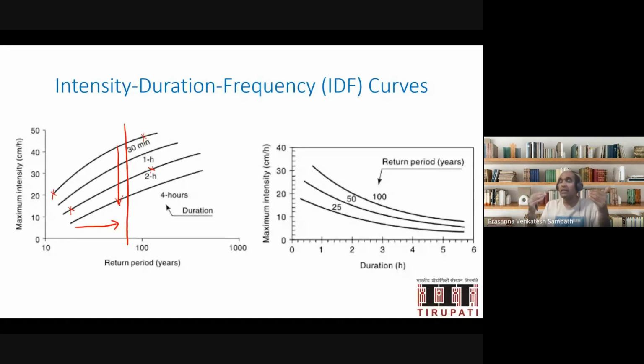So that is the idea behind these intensity, duration, frequency curves, or the previous curve that we spoke about, the depth, area, duration, DAD curves. All of these are trying to estimate, if so much rainfall is produced, then what will be the impact in terms of the runoff or the stream flow that is generated.